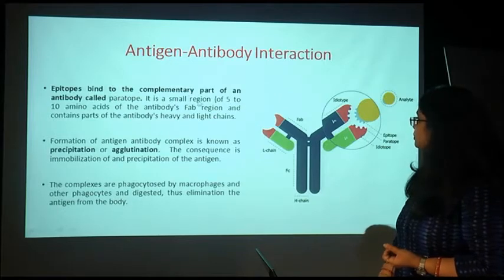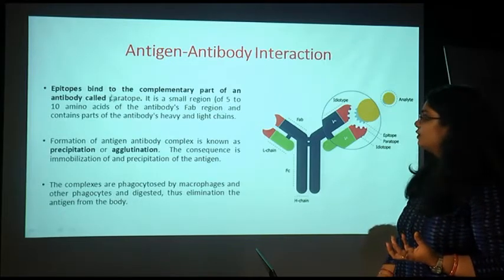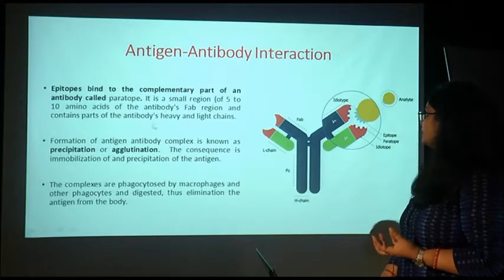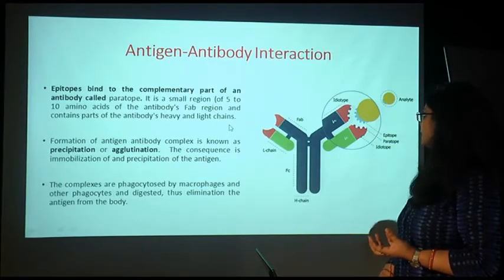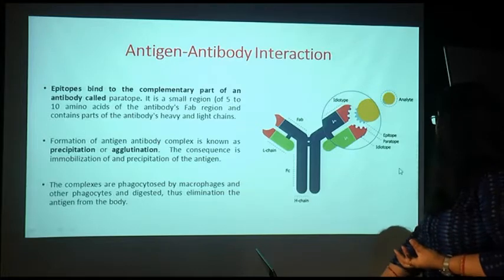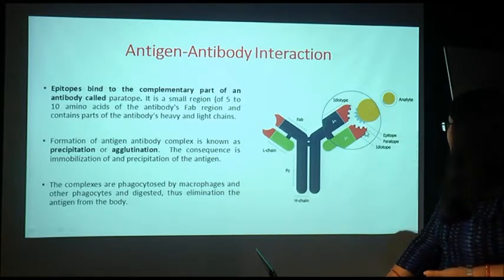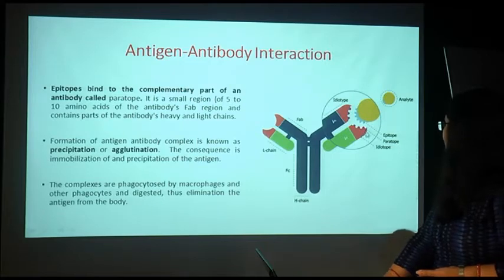Now, it is usually a small region consisting of 5 to 10 amino acids of the antibody's Fab region and contains part of the antibody's heavy chain and light chain. So, if you see, this is the epitope, and here complementary to the epitope is the paratope.